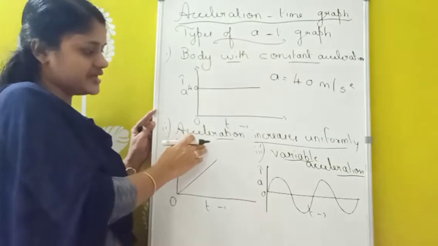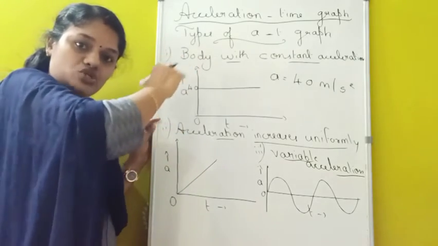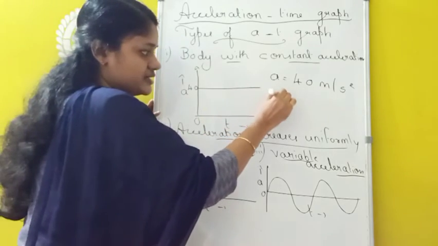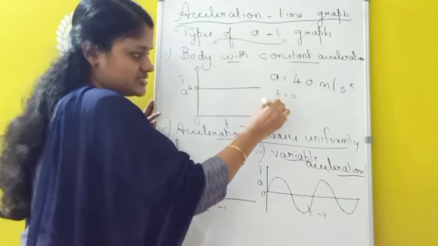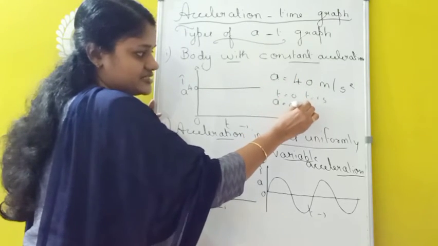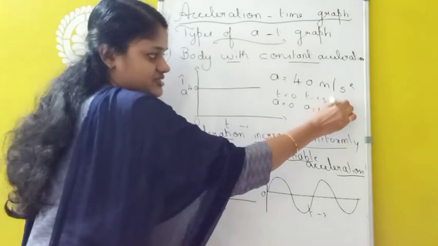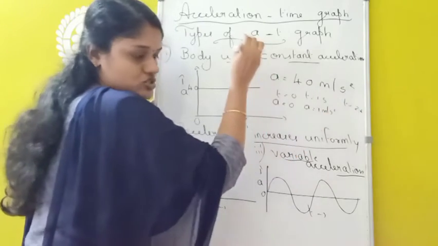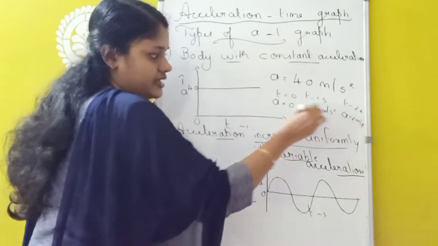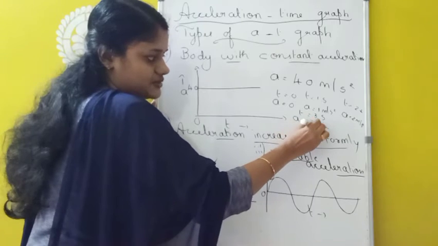Then second one, acceleration is increasing uniformly with time. Suppose acceleration is increasing uniformly. At uniform rate it is increasing. Suppose initially at time t equal to 0, I am taking acceleration as 0 itself. And suppose when time t equals 1 second, acceleration is increasing to 1, so it becomes 1 meter per second square. And when time becomes 2 seconds, suppose acceleration a equals 2 meter per second square. Again when time equals 3 seconds, suppose acceleration is taken as 3 meter per second square.